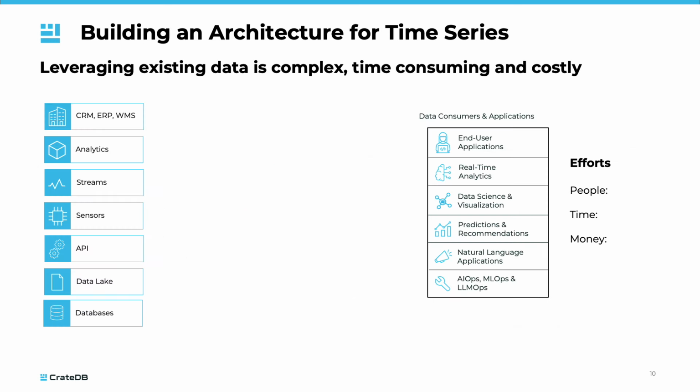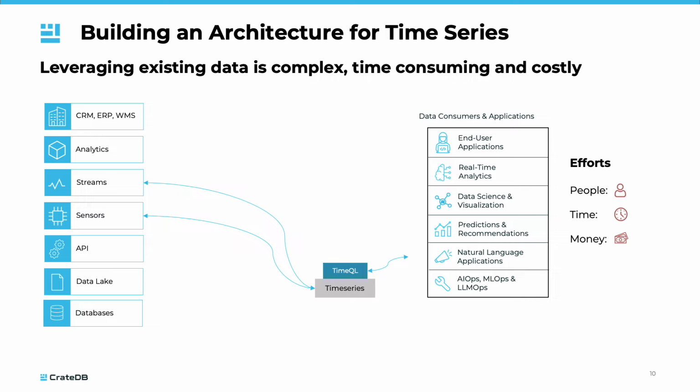How do these 4 V's manifest in a data architecture? Depending on the use case of your project, various data sources might be relevant. These can range from enterprise data from ERP or CRM systems, existing analytical data, sensor data, APIs, data lakes, or other databases. The applications intended to be built can vary from traditional applications that run browser-based or on mobile phones, to real-time analytics, visualizations, predictions, and natural language applications like chatbots. Operational tasks that support these efforts, like MLOps, also come into play.